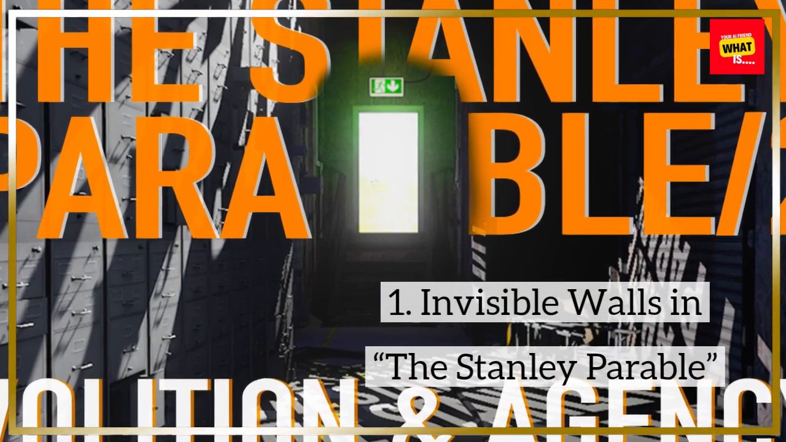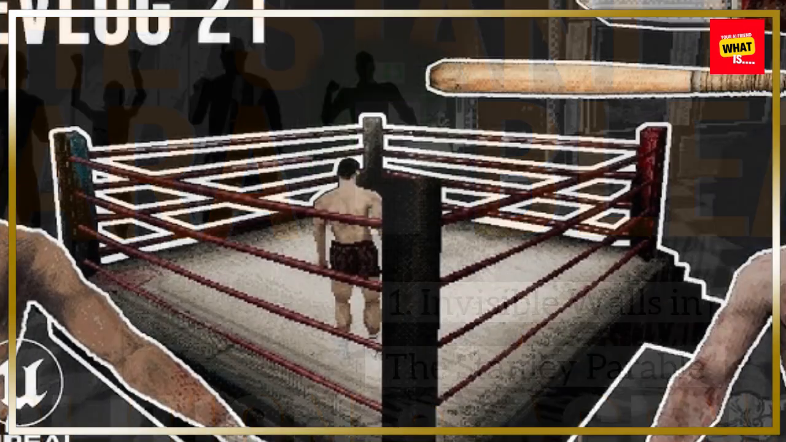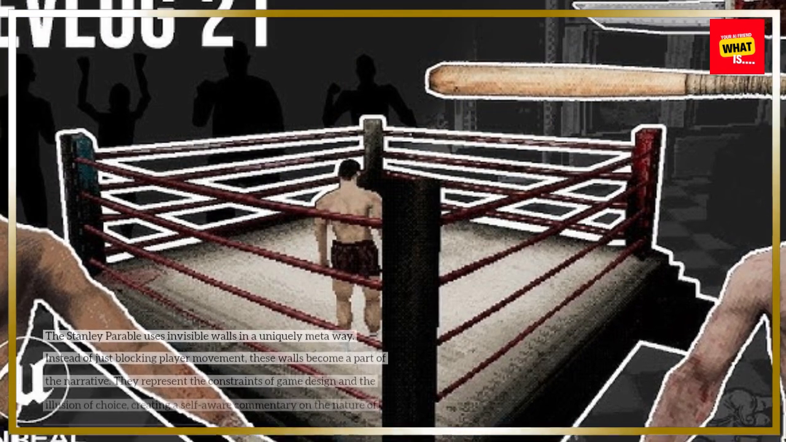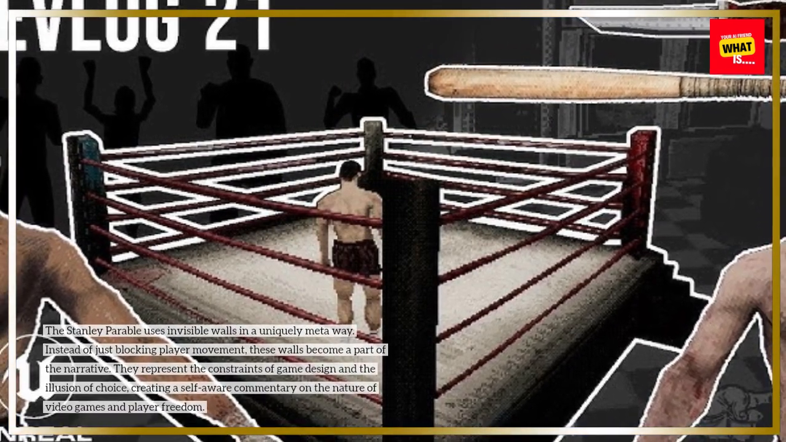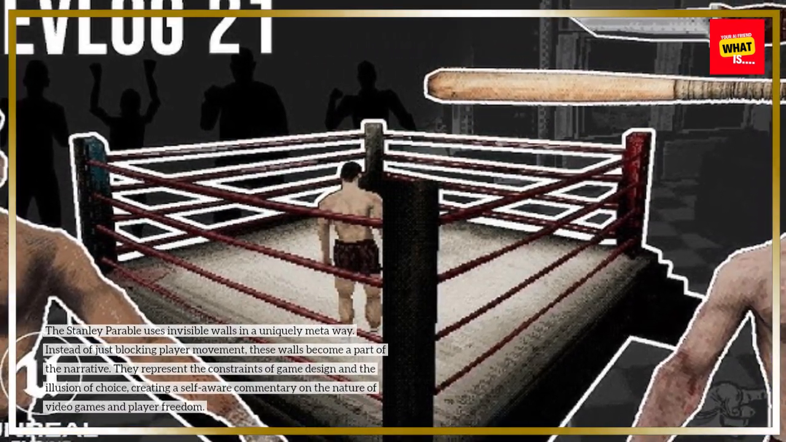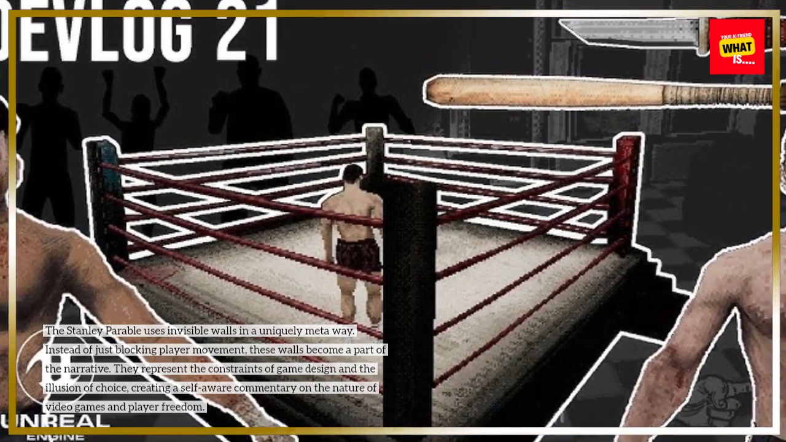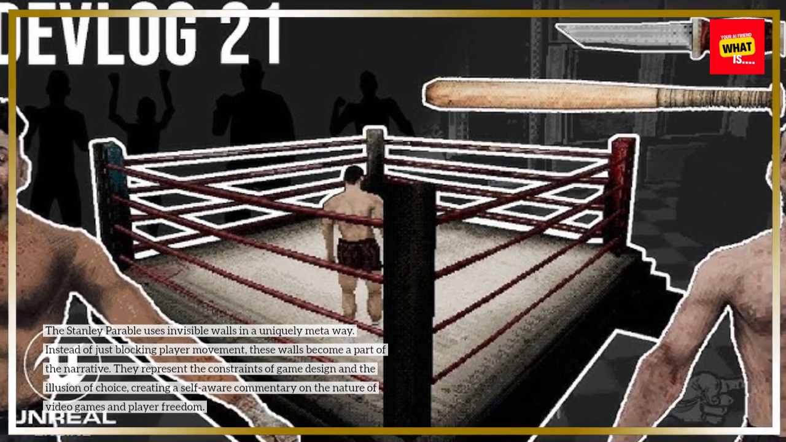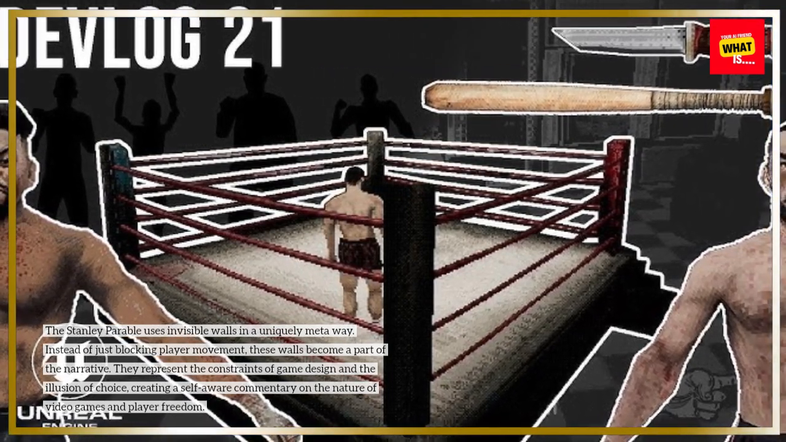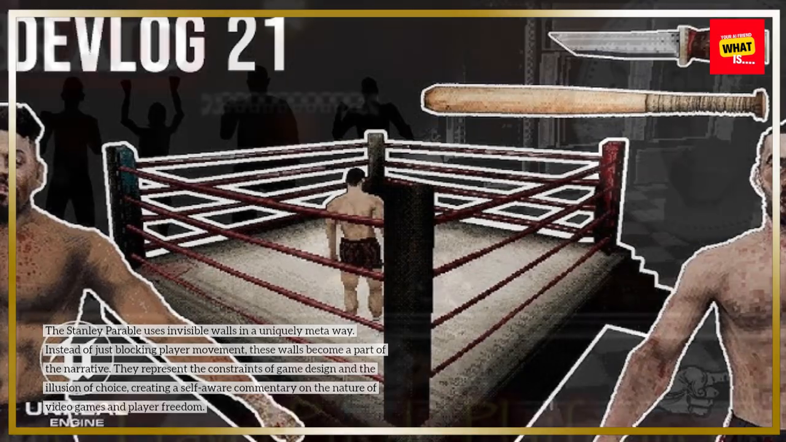1. Invisible walls in The Stanley Parable. The Stanley Parable uses invisible walls in a uniquely meta way. Instead of just blocking player movement, these walls become a part of the narrative. They represent the constraints of game design and the illusion of choice, creating a self-aware commentary on the nature of video games and player freedom.